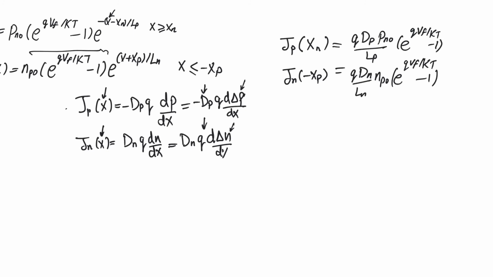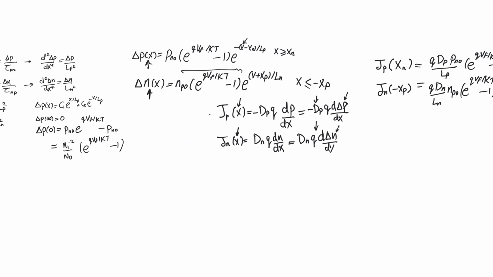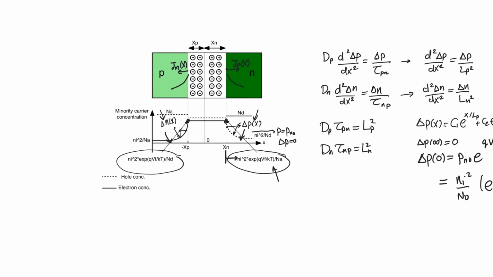So what are Jp of xn and Jn of minus xp? These are the diffusion currents for holes at the point xn and the diffusion current of electrons at the point minus xp. So these two expressions that we just found are the diffusion currents for holes just as they are entering the n zone, and for electrons just as they are entering the p zone. They are the maximum values of these two diffusion currents.